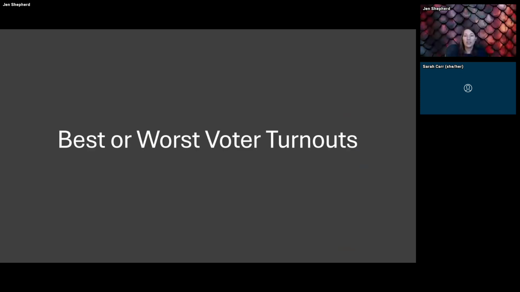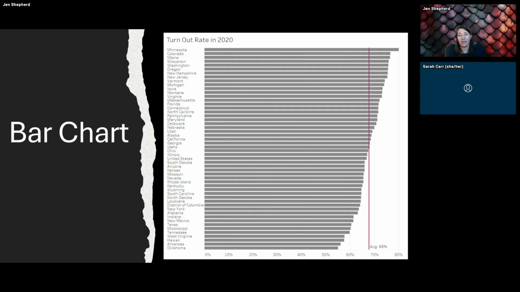So the next category I explored was this idea of, where are the turnout rates the best and where are they the worst, and actually focus more on the best. And so you might just start with a simple bar chart. Nothing wrong with a bar chart. That is the bread and butter of what I build in data viz, and it's probably what you build the most of too, and for good reason. It tells an easy story pretty quickly.